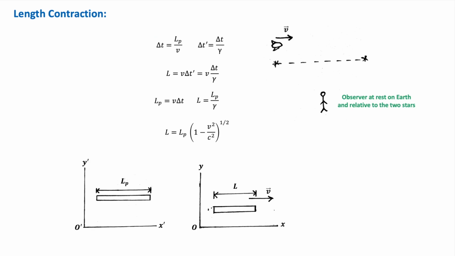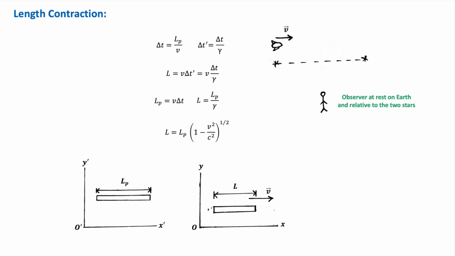So we will now discuss length contraction. The distance measured between 2 points also depends on the frame of reference, okay? And the length of an object measured by someone who is at rest relative to the object is known as the proper length. And the length of an object measured by an observer in a frame of reference that is moving with respect to the object is always less than the proper length, and this is known as length contraction.